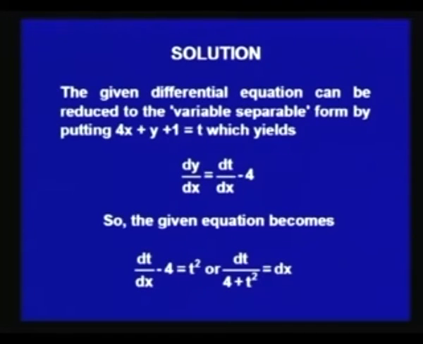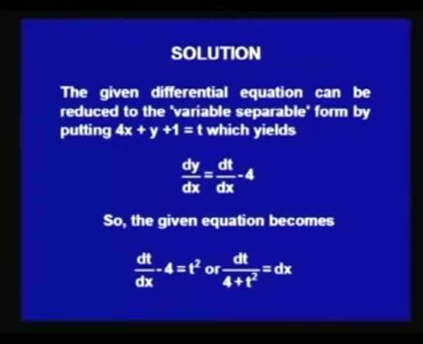In the case of this differential equation, we substitute 4x plus y plus 1 equal to t in order to bring it to the variable separable form, because then dy by dx will be equal to dt by dx minus 4, and so we will be getting the given equation in the form dt by dx minus 4 equal to t square, or dt by (4 plus t square) equal to dx. You can see now the variables x and t have been separated.